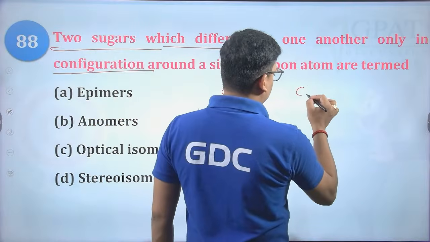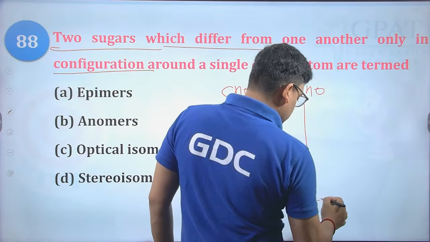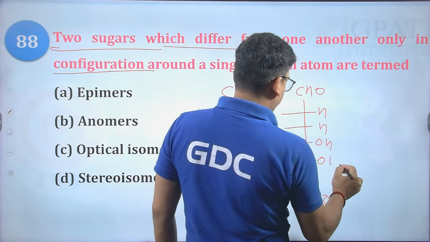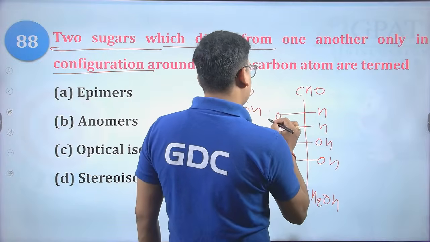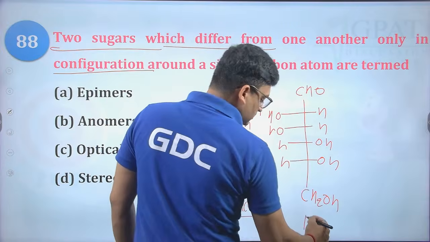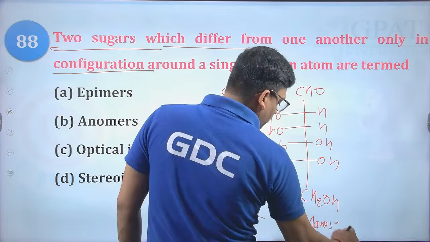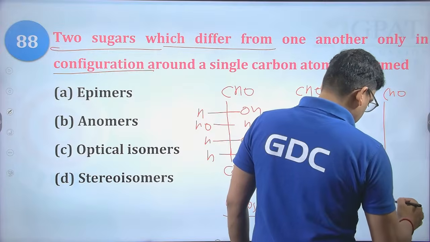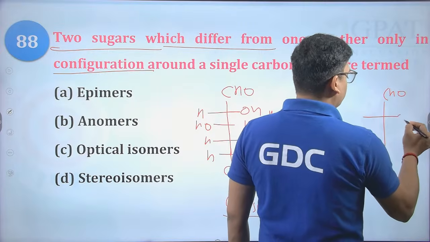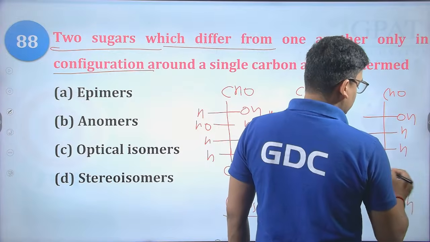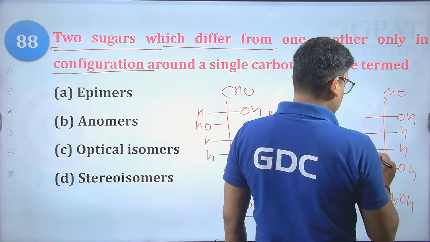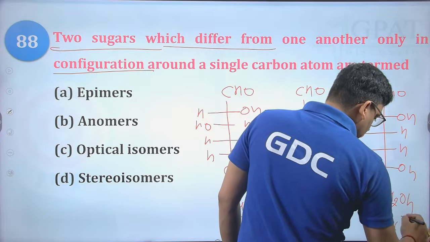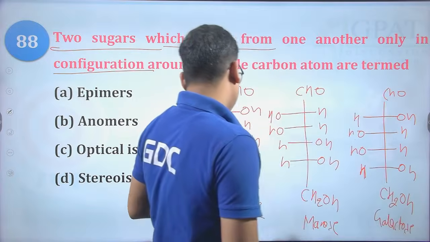Now this is our what? This one is the H, H, OH, OH, H, H, OH, and OH. This is the structure of mannose. Okay, this is the mannose, and now this is the structure of what? OH, H, H, OH, OH, OH, and H. So this is the structure of galactose. So compare first glucose with the galactose.